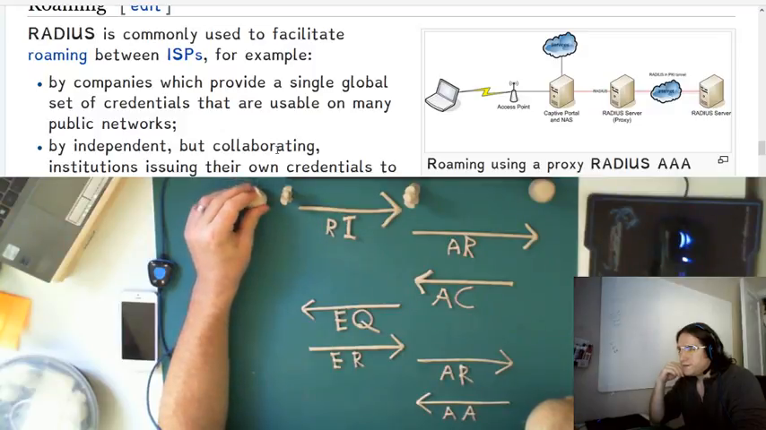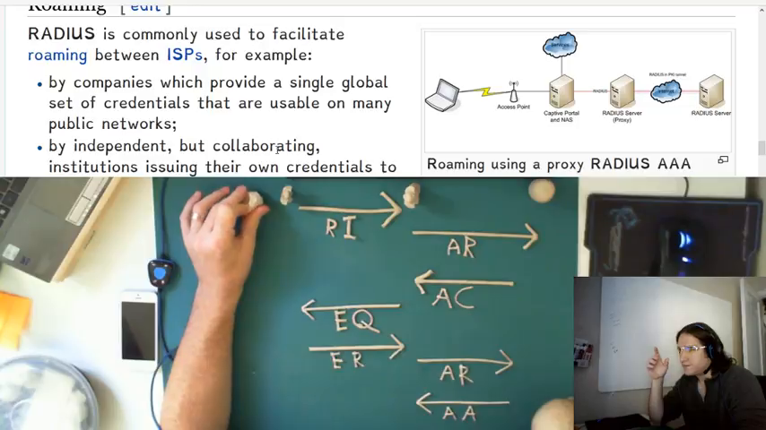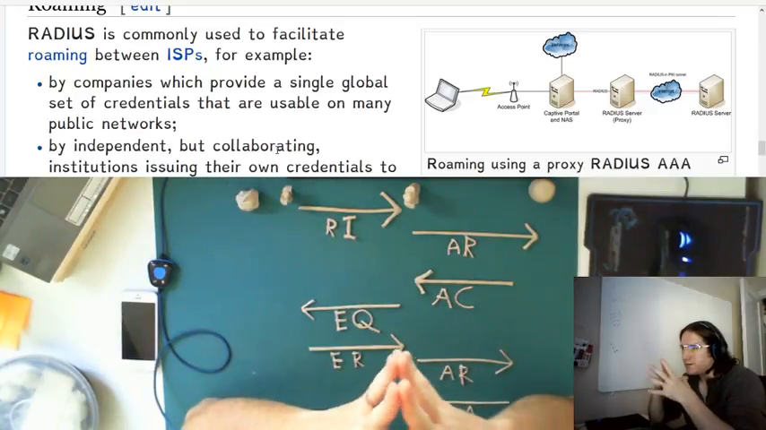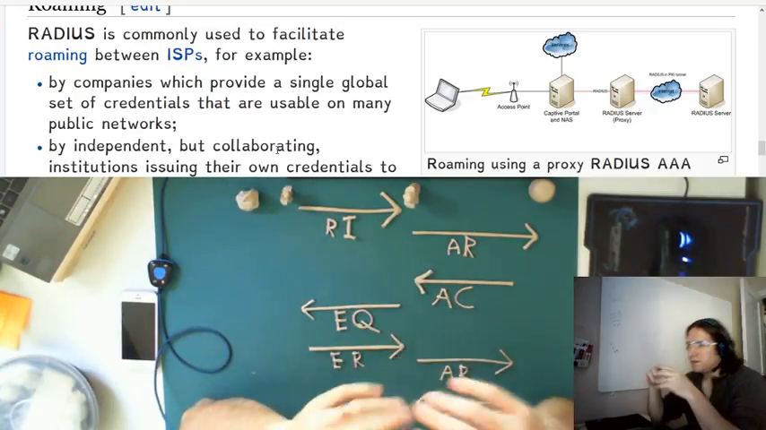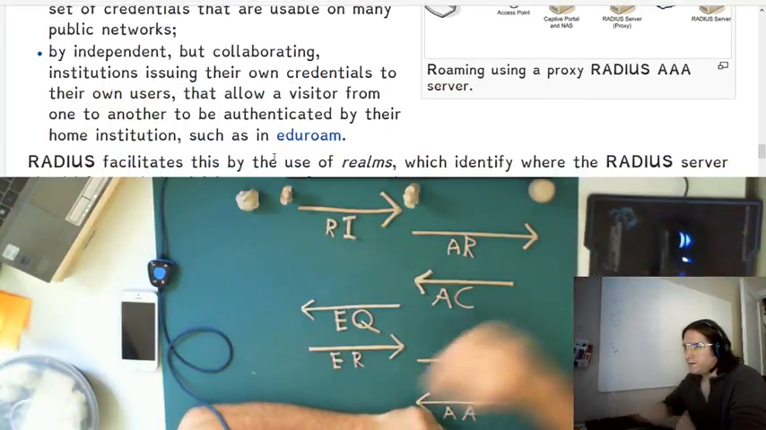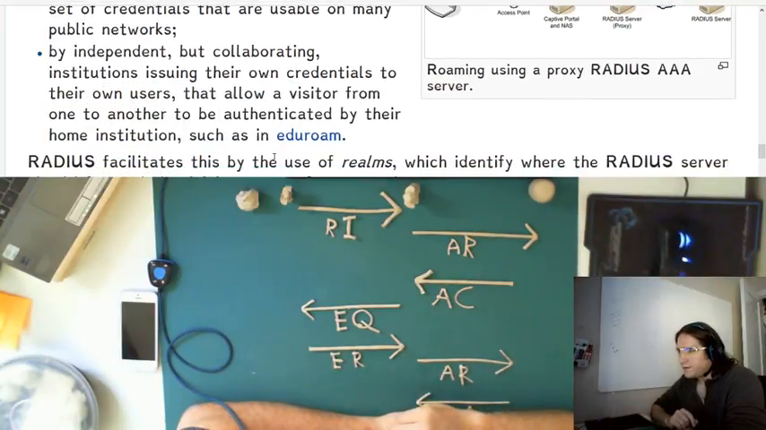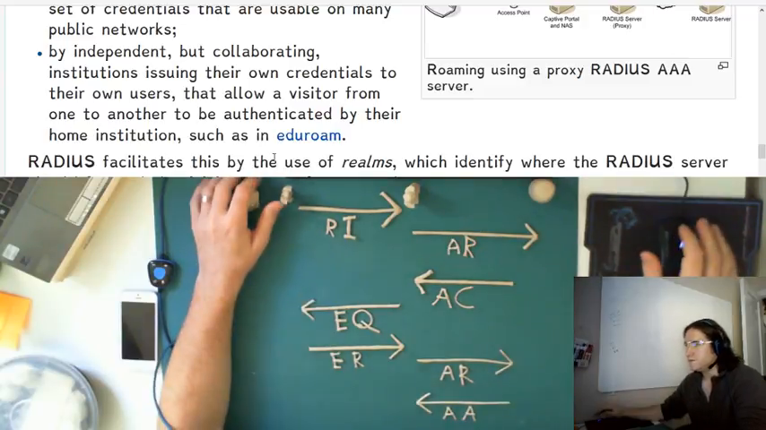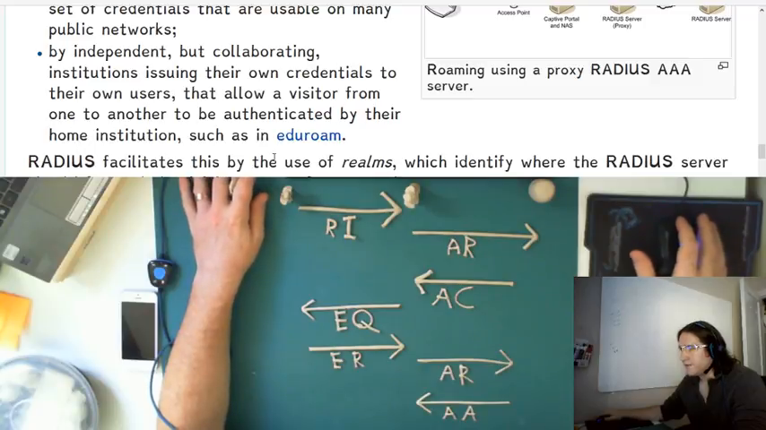RADIUS is commonly used to facilitate roaming between ISPs, for example, by companies which provide a single global set of credentials that are used on many public networks, or by independent but collaborating institutions issuing their own credentials to their own servers, which allows a visitor from another server to be authenticated on a home institution, such as eduroam.